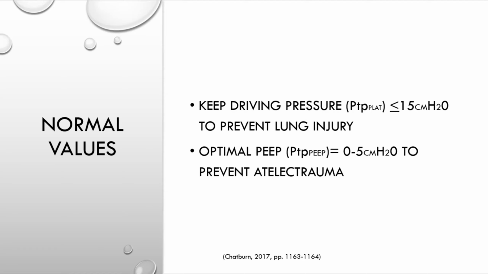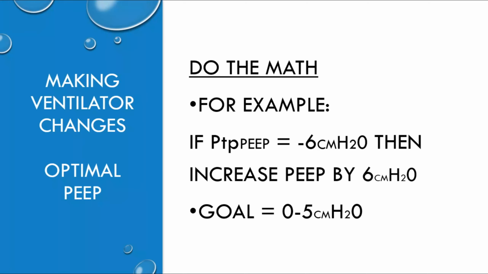So again, normal values: we want to keep the driving pressure, or the pressure that we get when we do the inspiratory hold, below 15. This is to help prevent lung injury. And then our optimal PEEP, we want it to be at least 0 or even up to 5, because again, if it's negative, we're probably causing atelectrauma. And then also, of course, it's going to help improve oxygenation.